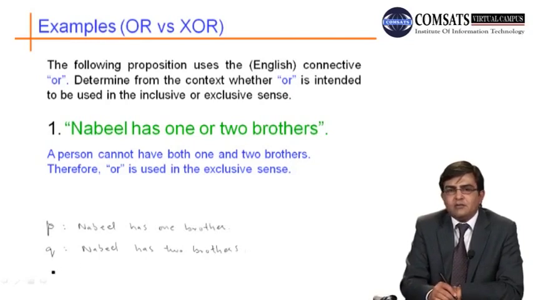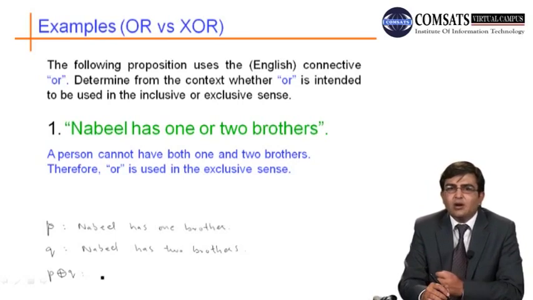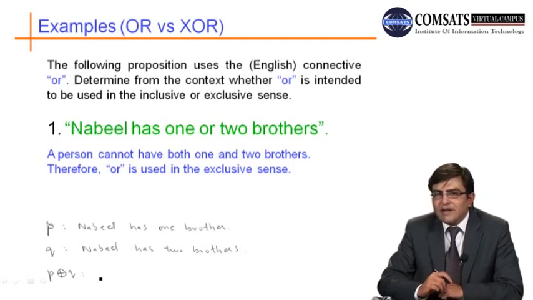Then what is the exclusive OR? P exclusive OR Q is: Nabil has one or two brothers. Here, in the statement of this proposition, we cannot identify whether we have to use exclusive or the simple or, which is called disjunction. This is we or this is you who will decide. We will use here exclusive or the simple or disjunction.